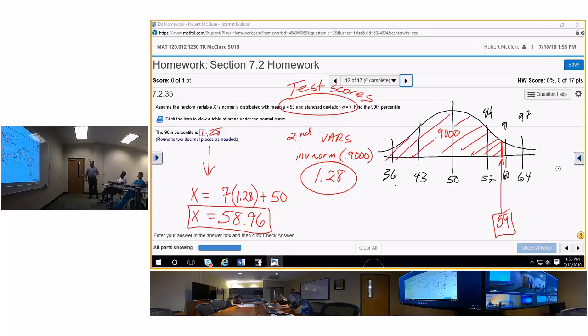Even if you just haphazardly say, oh, well, it's going to be between 57 and 60, that still gives you a little bit of insurance on your answer, especially if you get an answer of 26, you know something is wrong. Okay?